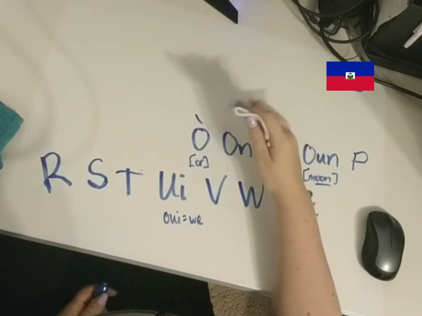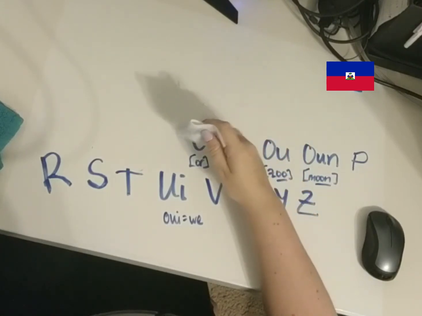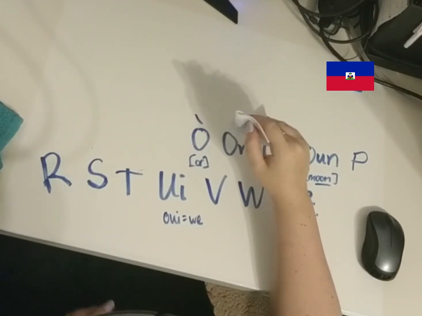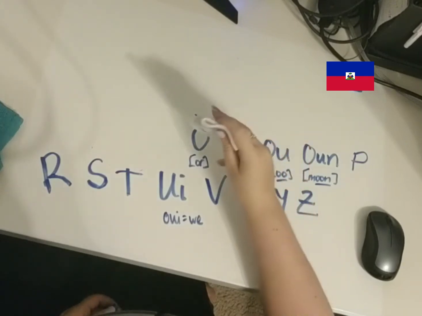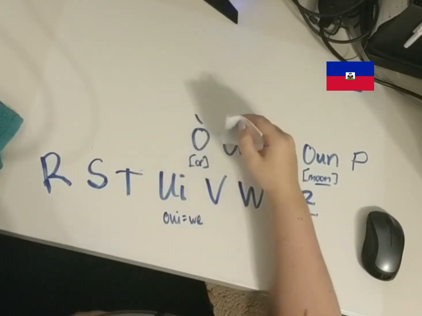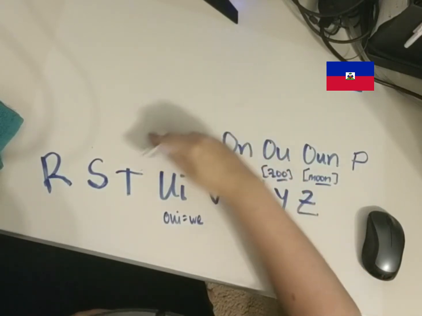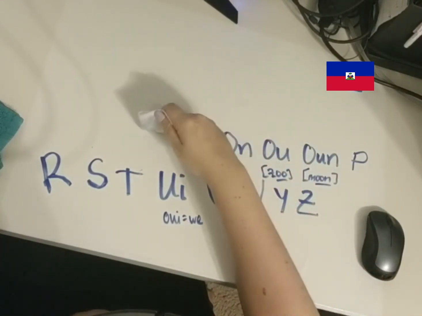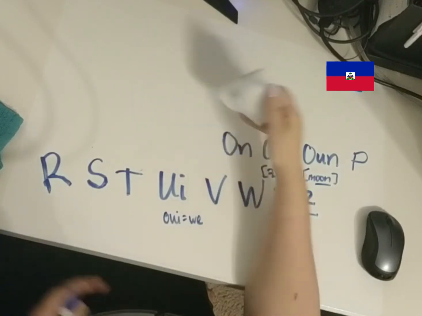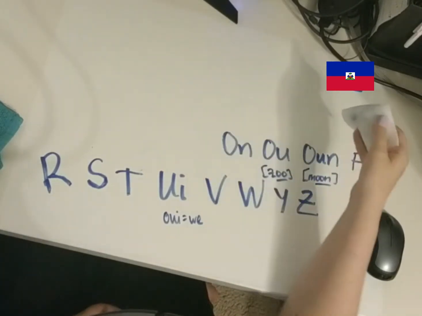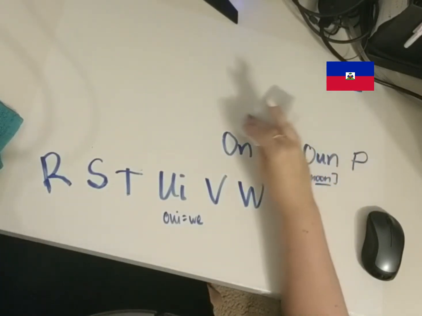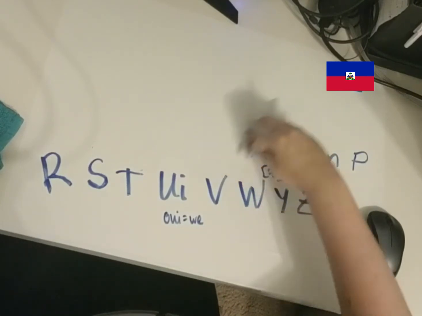I did it wrong. That was O. I'm trying to go quick before any more cars come. That was O. This is O. Sorry if I confused you. I've erased it now. It's too late. Nasal sound. On. On.